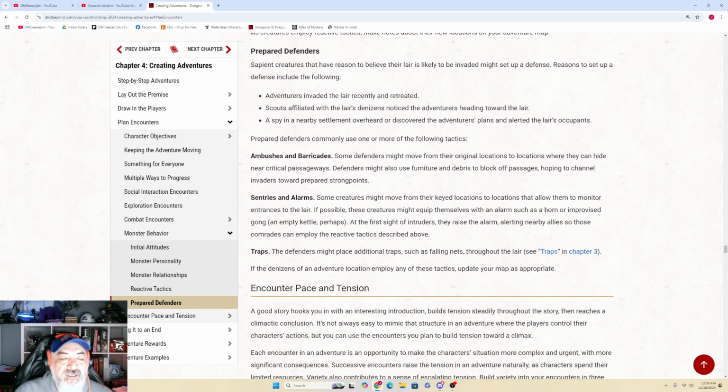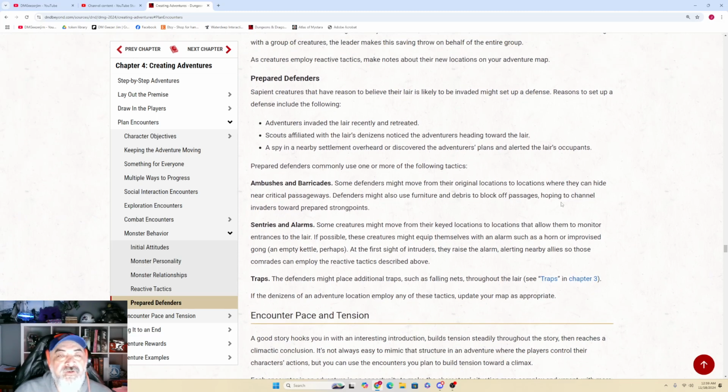The next step is prepared defenders. Sapient creatures that have reason to believe their lair is likely to be invaded might set up a defense. Reasons to set up a defense include the following. Adventurers invaded their lair recently and then retreated. Scouts affiliated with the lair's denizens noticed the adventurers heading towards their lair. A spy in a nearby settlement overheard or discovered the adventurers' plans and alerted the lair's occupants.